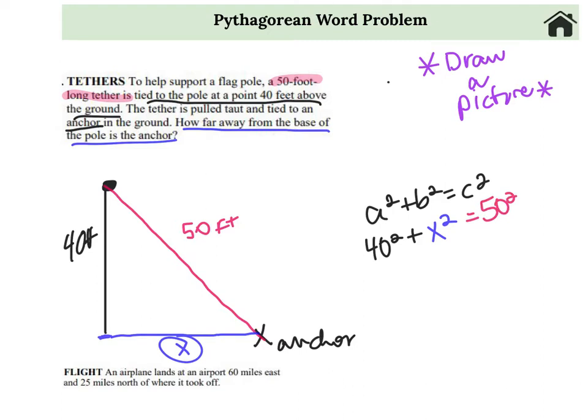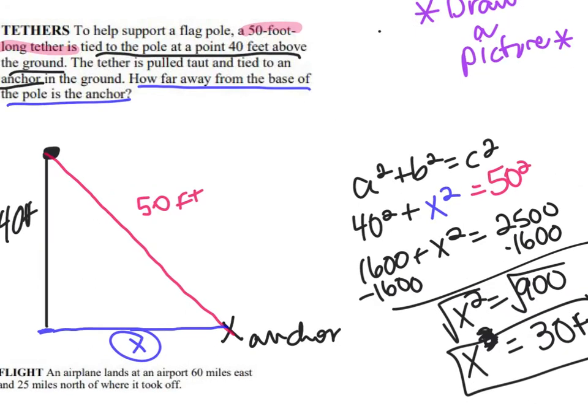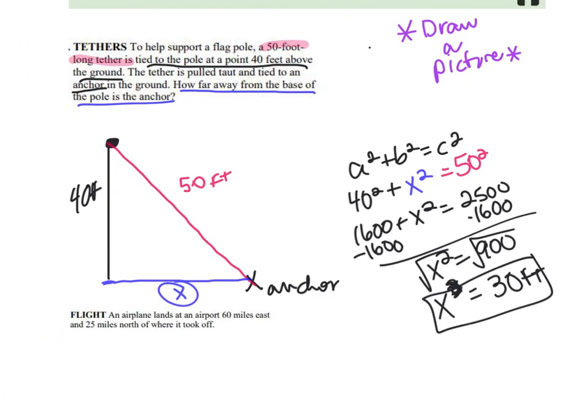So when we simplify this out, we get 1600 plus x squared equals 2500. When we subtract this from both sides, we get x squared equals 900, and then when we take the square root, x equals a total of 30 feet. So in this case, from the base of our flagpole, right here, to the anchor where the tether is attached is a 30-foot distance.